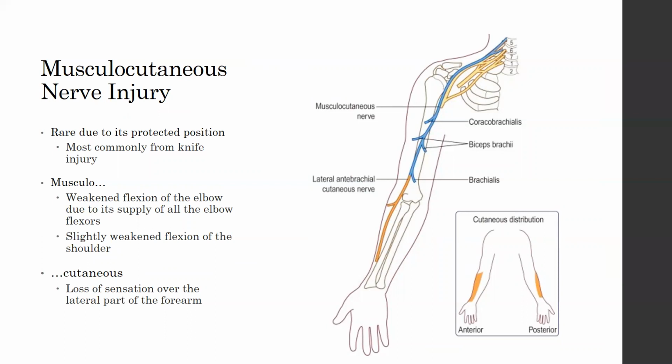But obviously, if you sever it at its origin, you'll get weakened flexion of the elbow due to it affecting biceps, brachialis, and things like that, and slightly weakened flexion of the shoulder. That's because the biceps crosses the shoulder joint as well. And cutaneous, you'll lose sensation over the lateral part of the forearm.